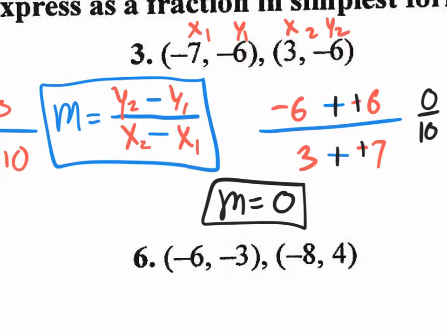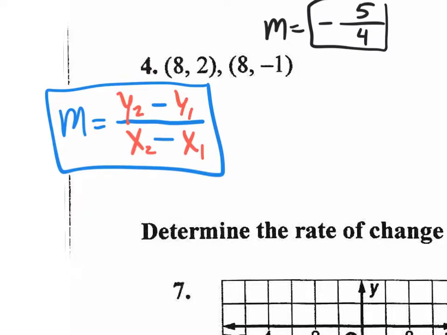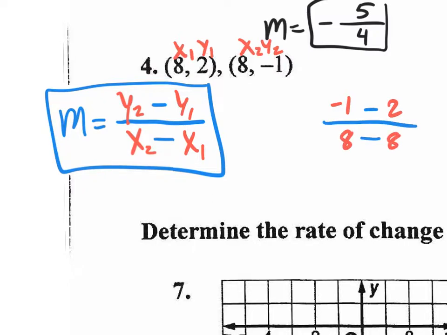Moving on to number 4. Here we go. All right, so we needed the formula. There it is. Let's start it up again. So division, subtraction, label x, y from your first point, x, y from your second point. y2 minus y1 over x2 minus x1. So we end up with -1 minus 2, that's -3. And 8 take away 8 is 0 on the bottom.